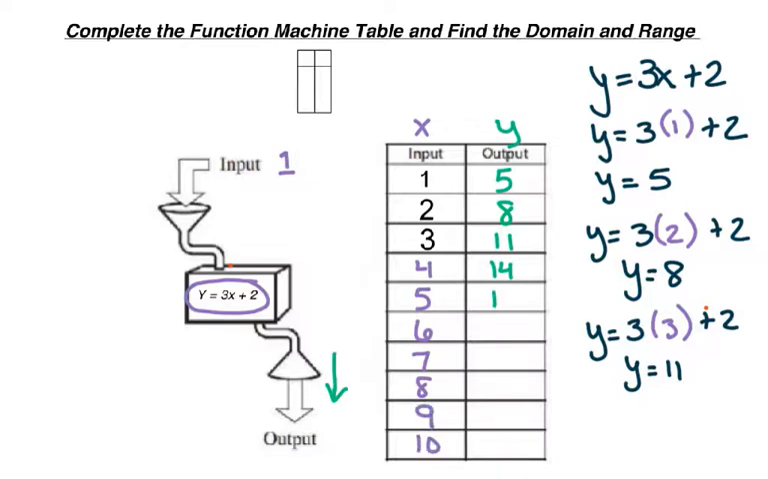So I'm going to get 17, 20, 23, 26, 29, and then 32. So there's our first function table. Okay, let's look at another example.